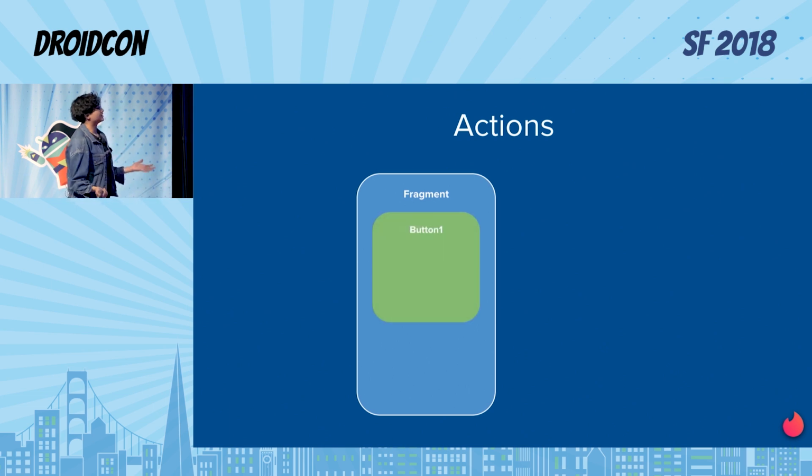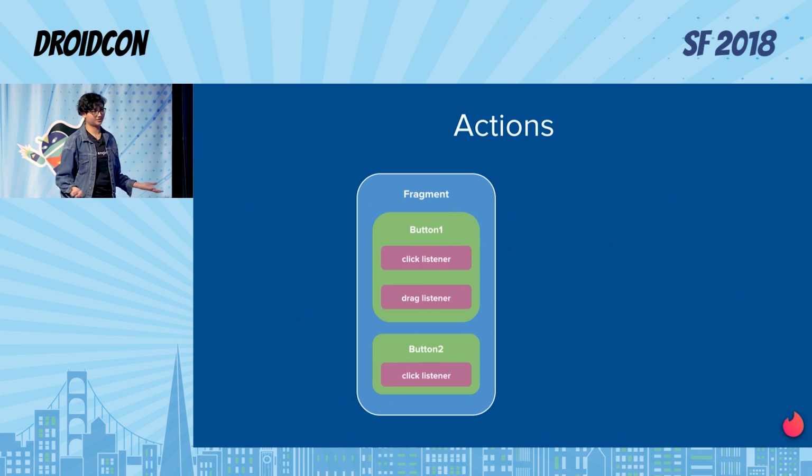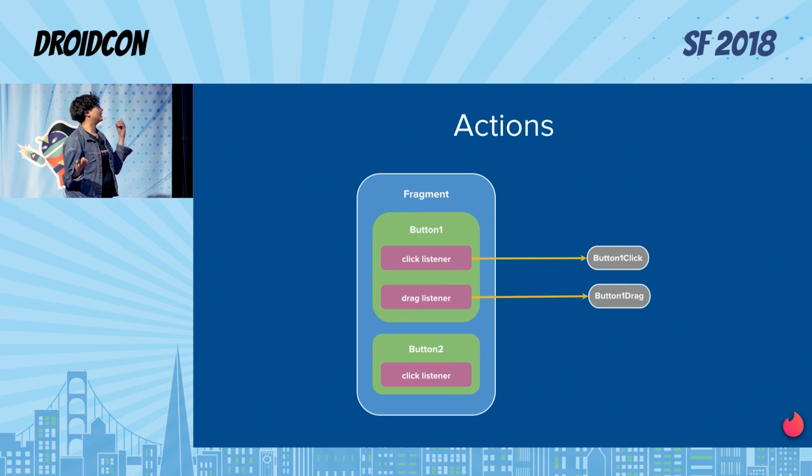So let's take an example of a fragment with a couple of buttons and a couple of listeners for those buttons. For button 1, when you click on it, we're going to codify that interaction as an action called button 1 click. Similarly, for the drag listener, when the user performs that interaction, we're going to codify it as button 1 drag, and same for button 2. It's going to be a button 2 click if you click on button 2.